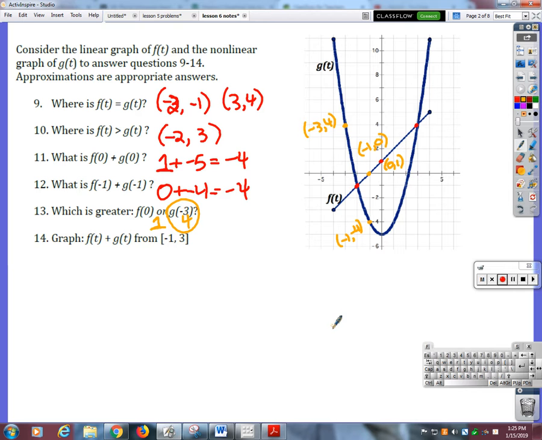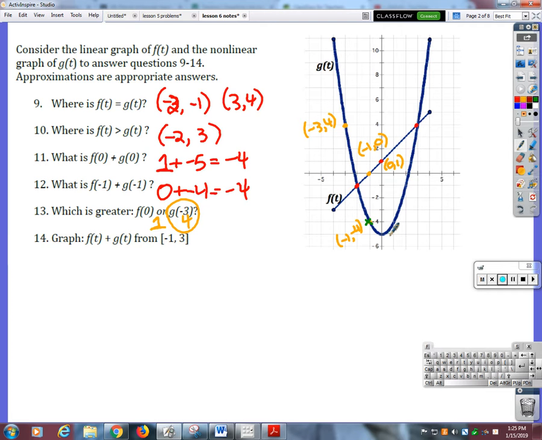We'll get there. All right, then the last one says graph f of t plus g of t, but only from negative 1 to 3. So this is where we just add the y coordinates together. So what's this y coordinate? The y coordinate. And the y coordinate right here is 0. So if you add those together, 0 and negative 4 is negative 4.